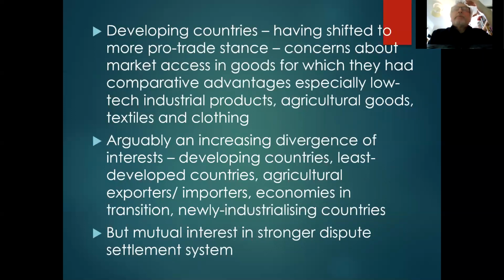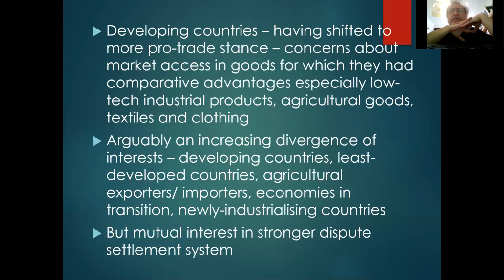But there's also arguably an increasing divergence of interest between developed countries and least developed countries. You have agricultural exporters versus importers. You have economies in transition. You have newly industrializing countries. So you have a divergence of views between countries as to what they want to get out of trade talks. But one thing they all did agree on was that we need to have some kind of system of settling disputes, an efficient system of settling disputes. GATT did have one, but it wasn't used that much, and it wasn't especially effective.